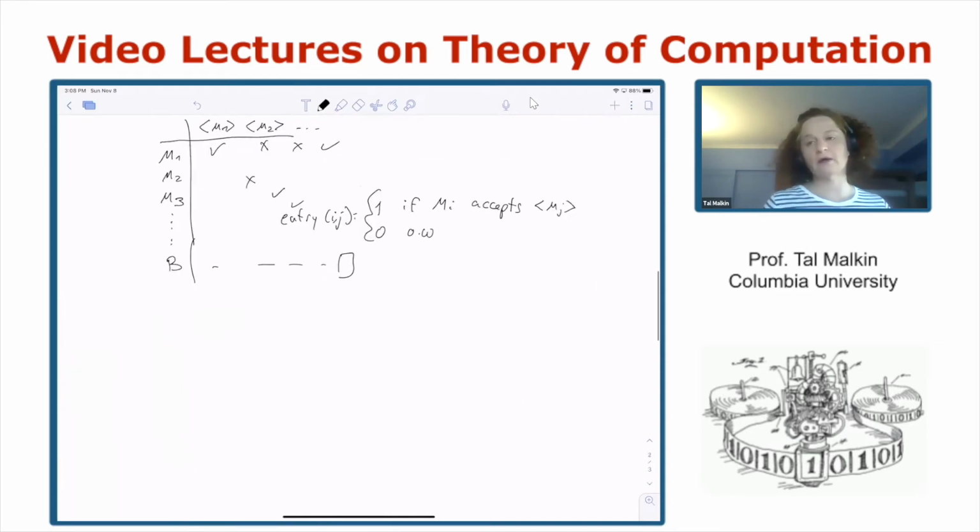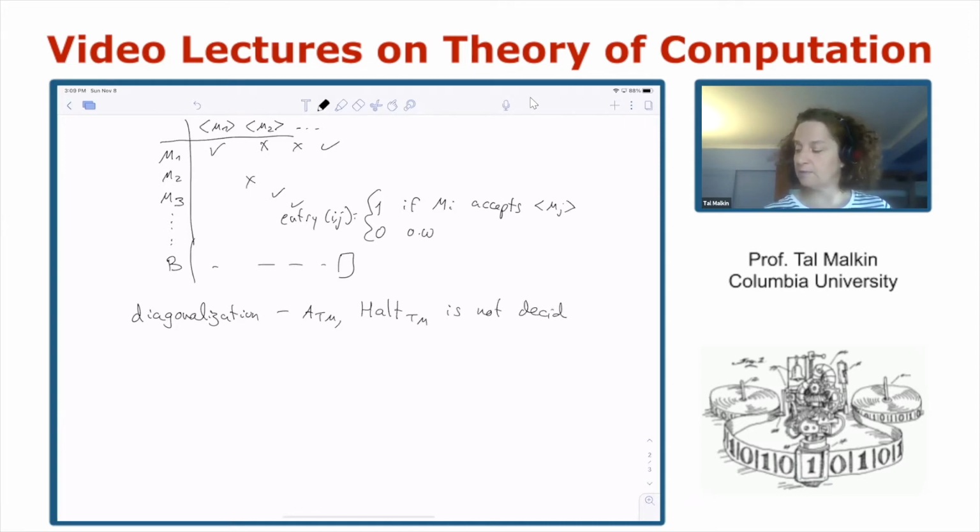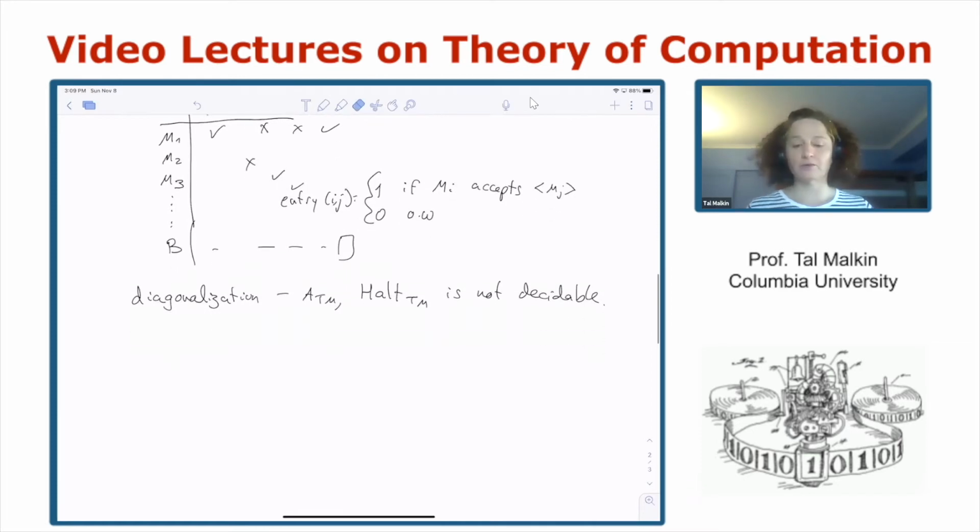You also showed that the halting problem is not decidable, and that was also using the diagonalization technique. Okay, so using diagonalization, we've shown that ATM and also the halting problem are not decidable. Okay, so now we want to talk about how to prove that other languages are not decidable. So you could try diagonalization maybe for some other languages, but in general, it will not always succeed. And we would like to prove for many other languages.